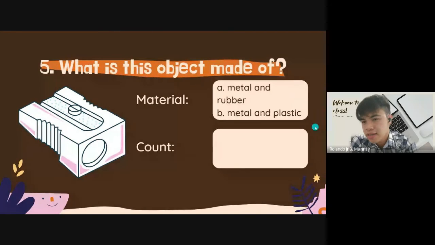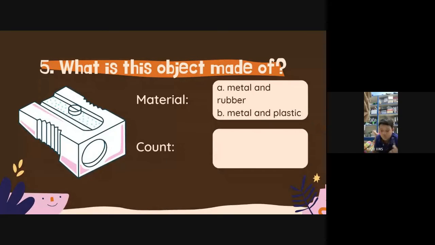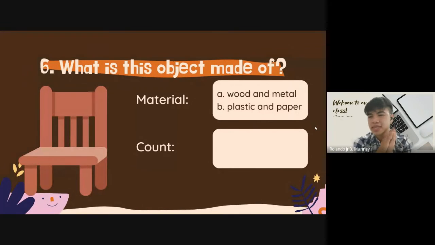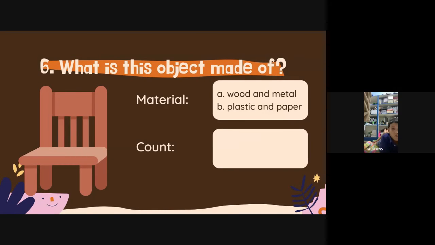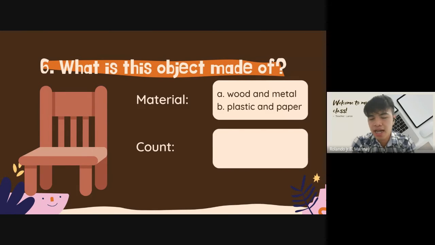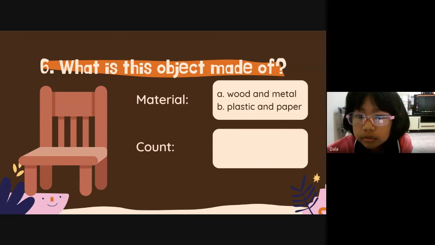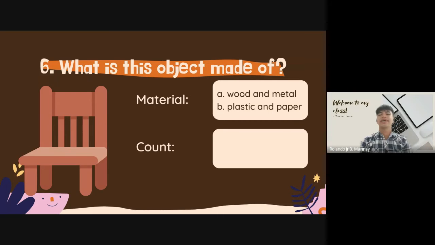Okay. Let's go to number 6. What is the chair made of? A, wood and metal. B, plastic and paper. A, wood and metal. And how many materials are used? Two materials, the wood and the metal.